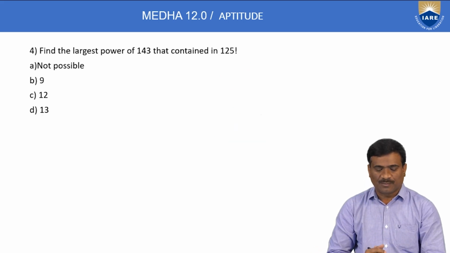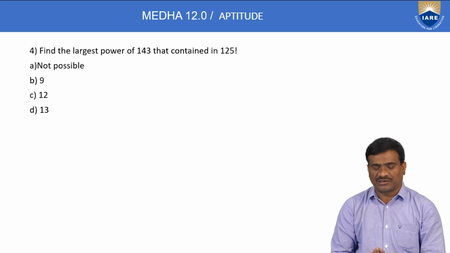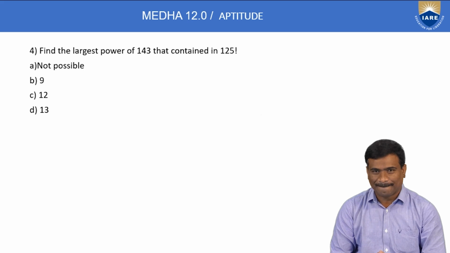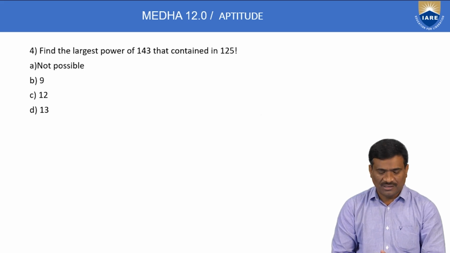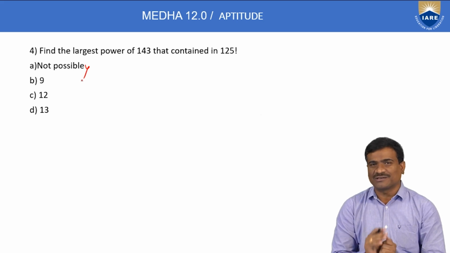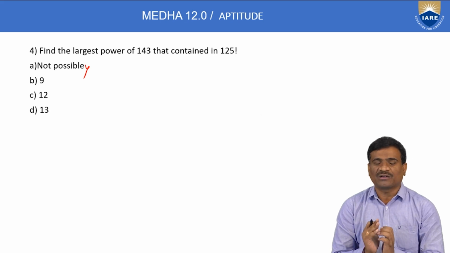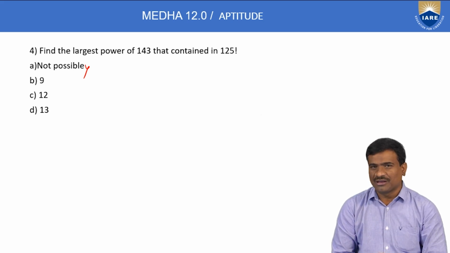Next, fourth example, number of zeros concept. Find the largest power of 143 that is contained in 125 factorial. A. Not possible. B. 9. C. 12. D. 13. Not possible is not correct because 143 is not a prime number. 143 is a composite number.